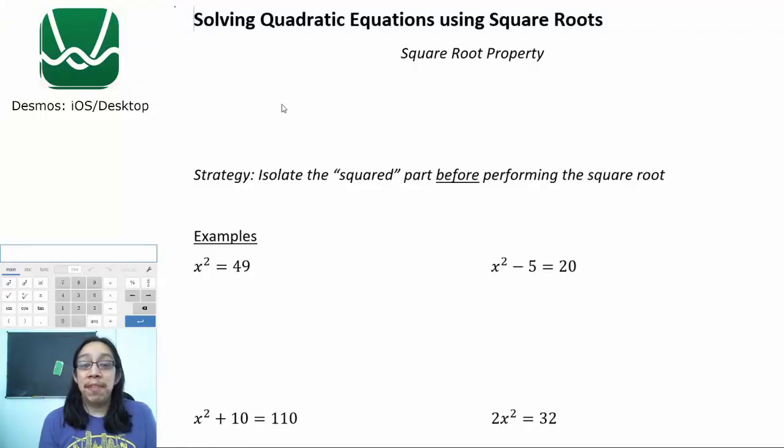What's up, y'all? In this video, we're going to learn how to solve quadratic equations using square roots. So let's go ahead and get started.